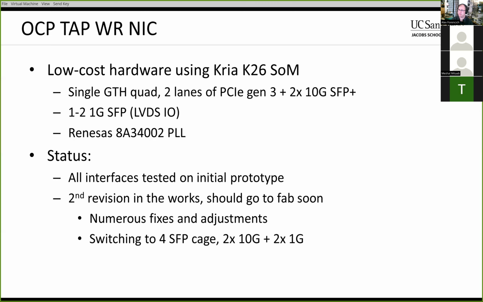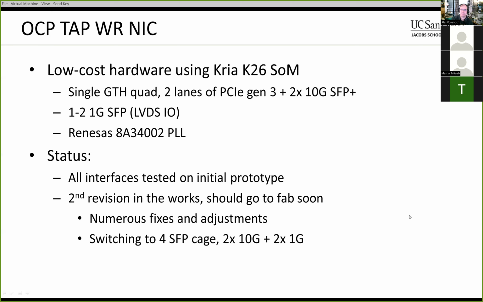I guess there's also footprints for a couple of oscillator parts. I don't know if we're going to put those on there or if those are going to be a build option or what. That's kind of TBD at this point. The main thing is to get the PLL working because it should be able to work without those oscillators. Second revision is in the works. Should go to fab relatively soon, and there's been numerous fixes and adjustments on the board to correct problems that were discovered in the first revision, and then also to switch out the SFP cages and whatnot.